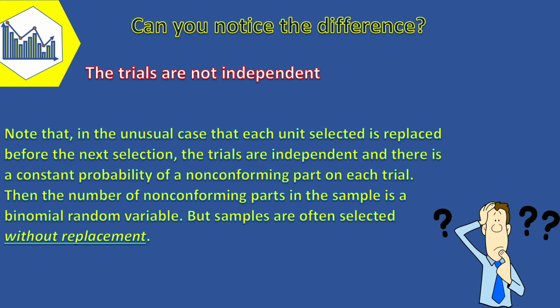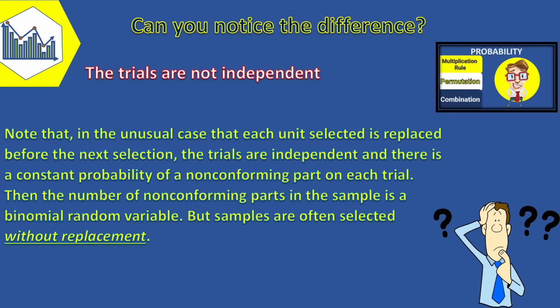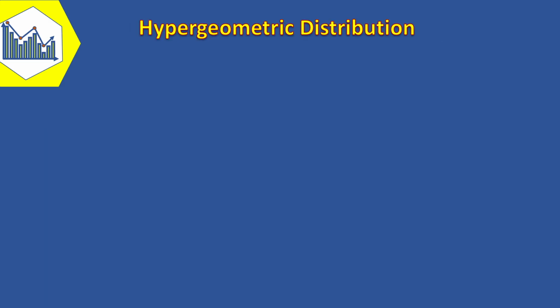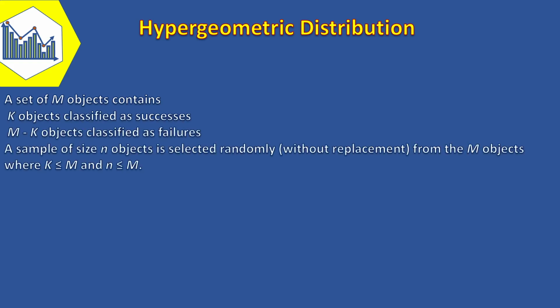A general formula for computing probabilities when samples are selected without replacement is quite useful. The counting rules presented in the combination and permutation video can be used to justify the following formula. A set of M objects contains K objects classified as successes and M minus K objects classified as failures. A sample of size N objects is selected randomly, that is, without replacement, from the M objects, where K and N are less than or equal to M.